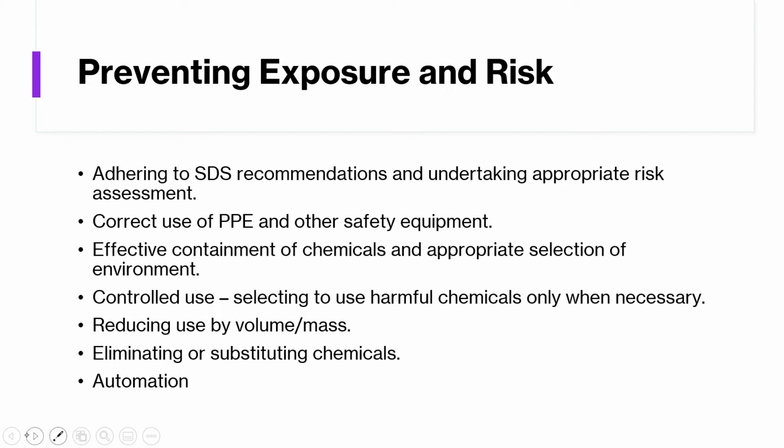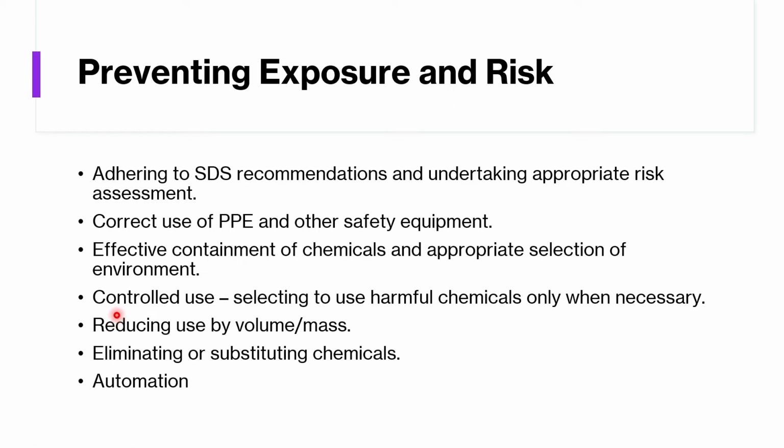Ensuring that we are containing and storing our chemicals appropriately, and also selecting an appropriate environment to use those chemicals in. For example, outdoors on a really windy day, probably not a great place to be using those chemicals. We want a controlled environment where we can contain those chemicals at all stages. And a lot of the time, the best place for that is a fume cupboard.